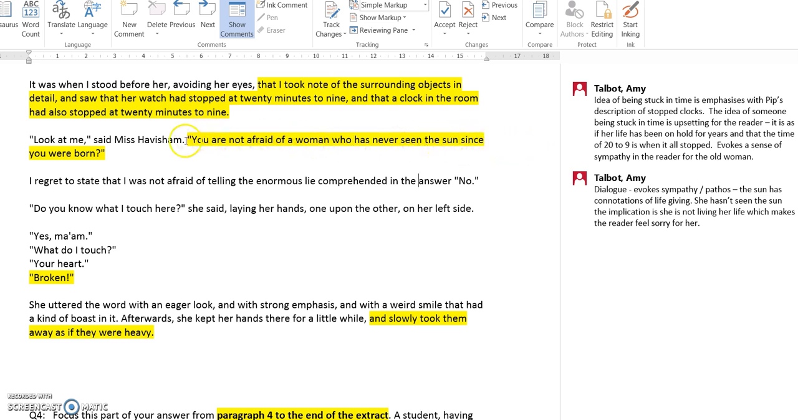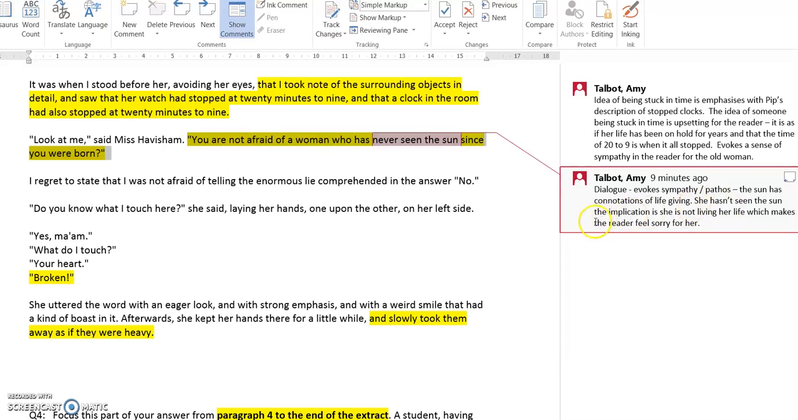And we left off just as I was about to start talking about this dialogue from Miss Havisham, from the old woman herself. She says, "You are not afraid of a woman who has never seen the sun since you were born." And what I picked out from this is dialogue. So we've got the subject terminology there. And it evokes sympathy and pathos. So pathos is a technique that writers will use to get out of us as readers feelings of pity.